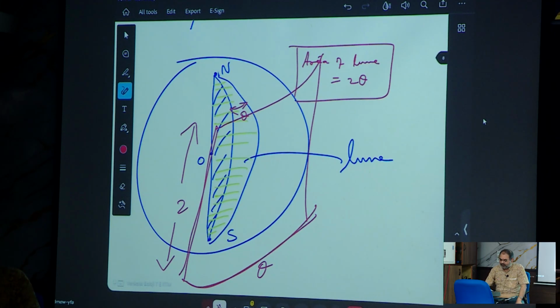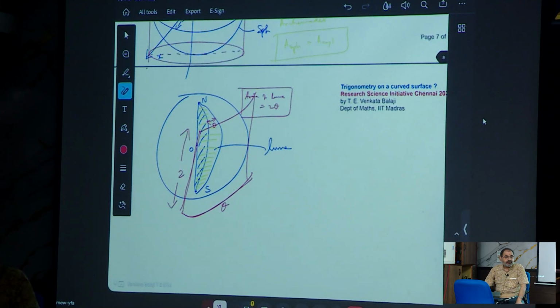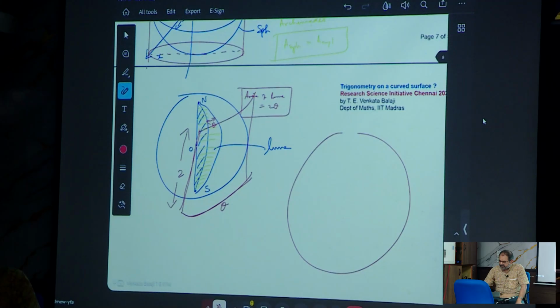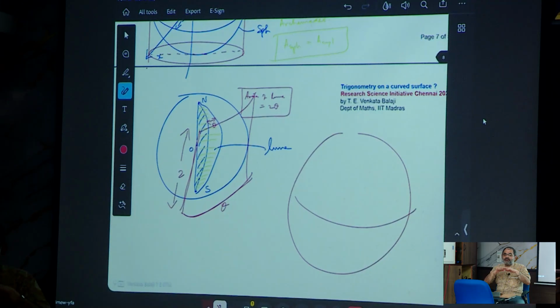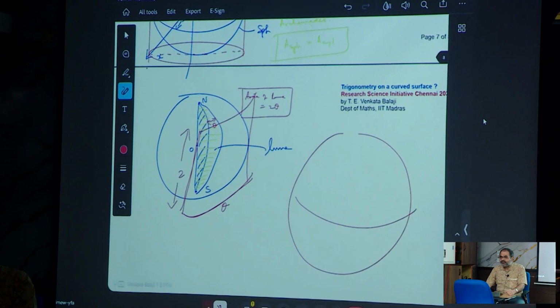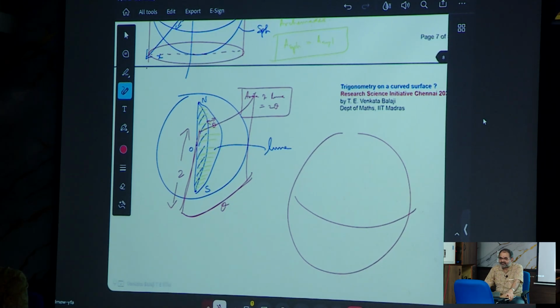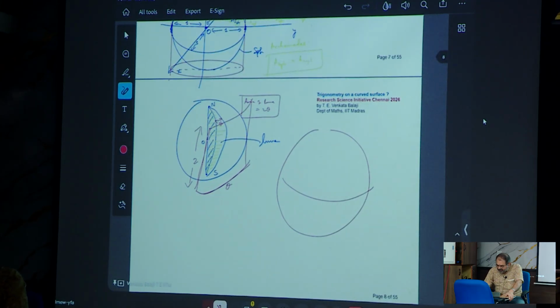I don't have time, but you can do this. You take a spherical triangle, which can be made out of 3 overlapping loons, and then you can use this formula for the area of a loon and prove all that you want. You can get all the spherical trigonometry from that. You can get the cosine rule, you can get the sine rule.